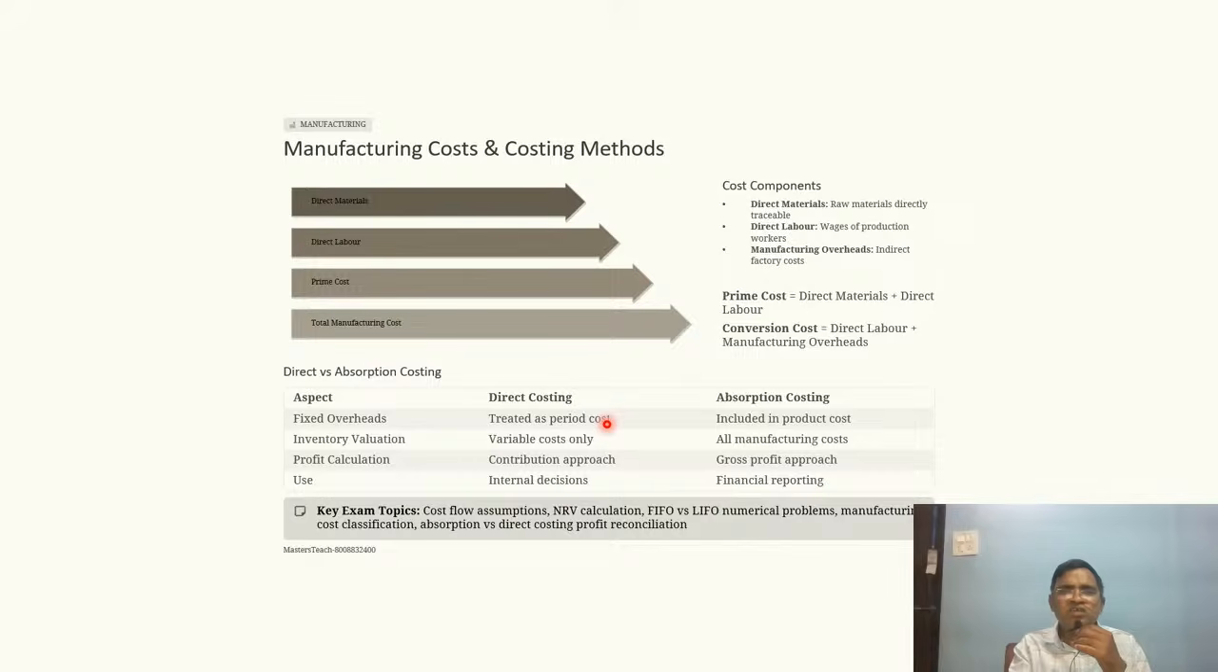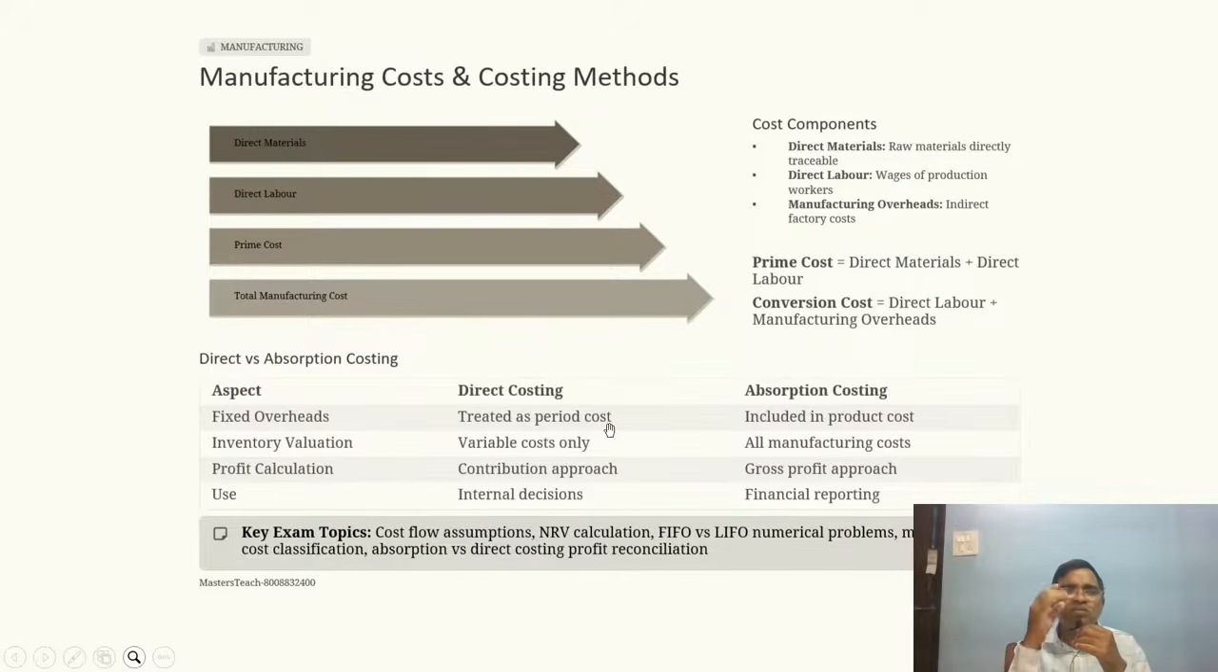Now manufacturing cost and costing methods: direct material, direct labor, prime cost, total manufacturing cost. What do the cost components include? Direct material, that is raw material, directly traceable. Direct labor, wages of production workers. Manufacturing overheads, that is indirect factory cost, etc. What is prime cost? Direct material plus direct labor. What is conversion cost? Direct labor plus manufacturing overhead.